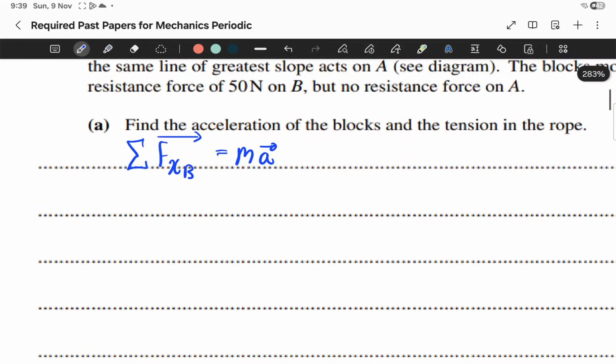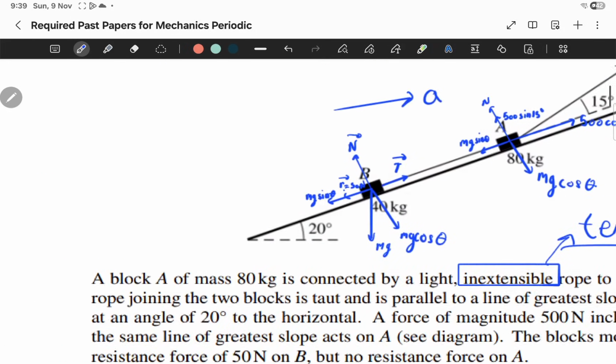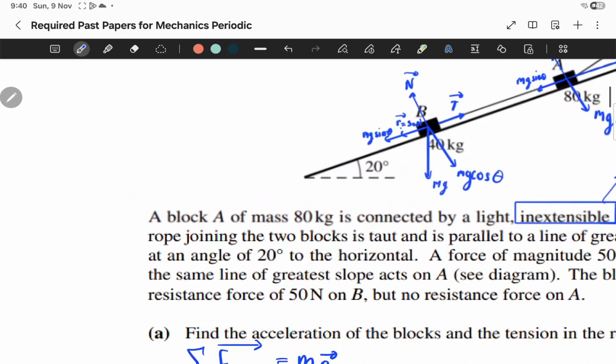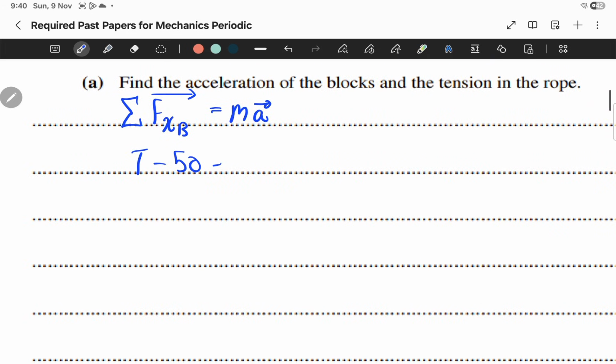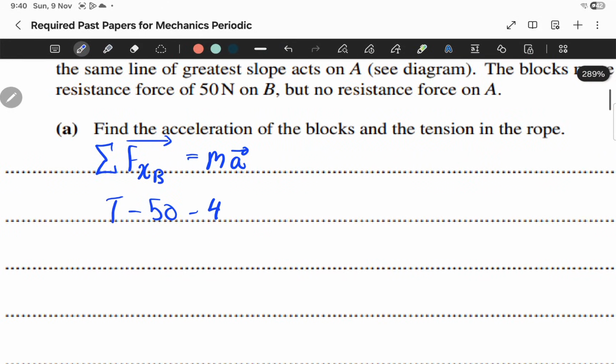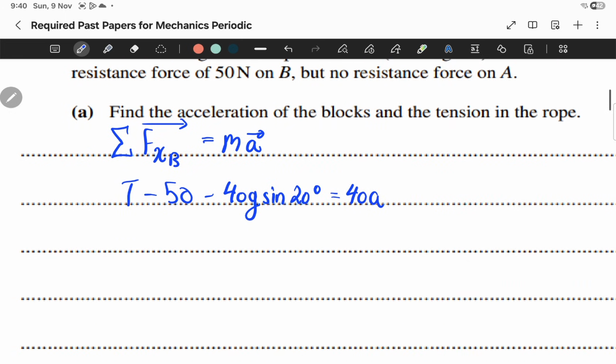So we're going to say tension, since it's positive, minus R, which is 15 newtons, so we're just going to write 15, minus mg sine theta, so we're going to straight away write m is 40, right? 40 g sine 20 degrees. This is going to equal 48. Okay, now this has been established.